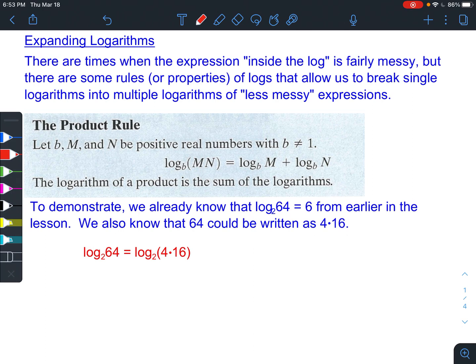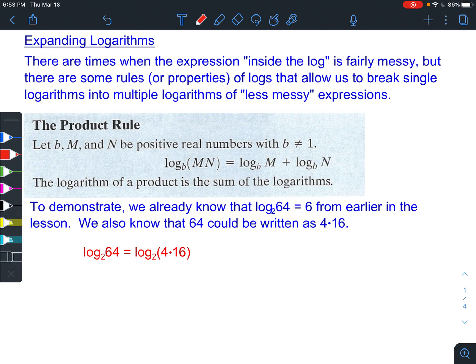Now first of all, we've got the product rule here. If you let b, m, and n be positive real numbers, and I'm not going to say b the whole time, log of m times n, we claim, is equal to log of m plus log of n. As it says below that, the log of a product is the sum of the logs. Cool.